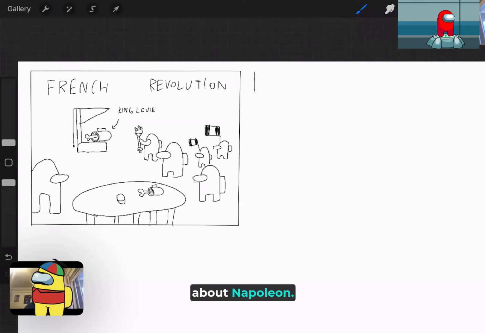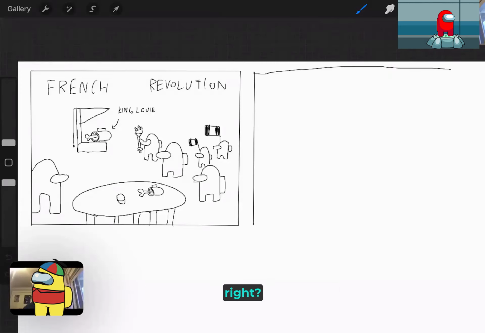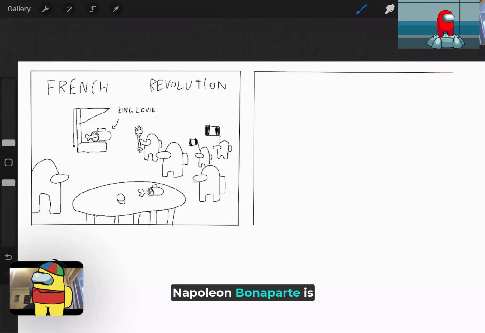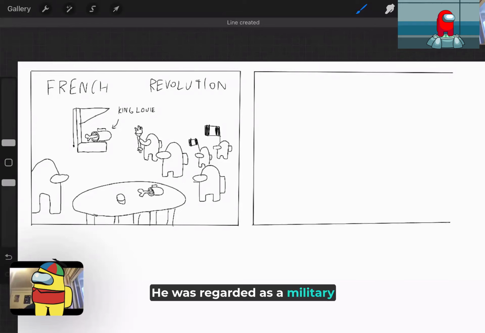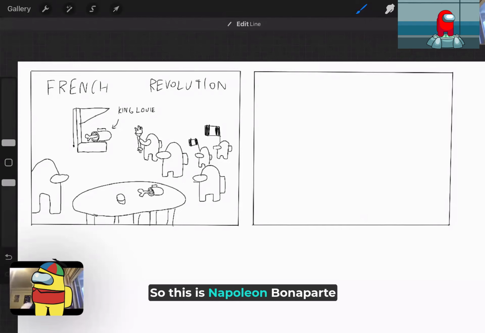All right, the second panel is about Napoleon Bonaparte. In Among Us, you can draw this, right? Napoleon Bonaparte was not a dictator. He was more like the emperor of France. He was regarded as a military genius because his tactics used in war were completely outrageous at the time because they were so good. So this is Napoleon Bonaparte and his war tactics, and how he led France to become the greatest nation in Europe, so great that the entirety of Europe had to ally against him. This is Napoleon Bonaparte, represented in Among Us.